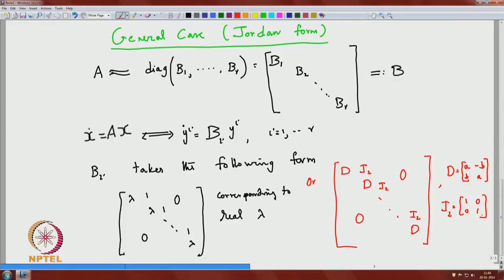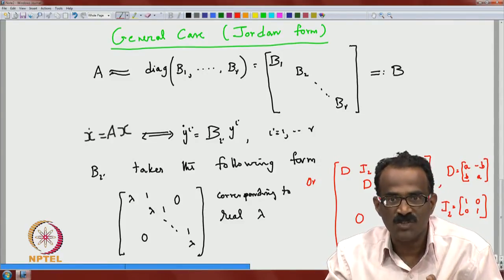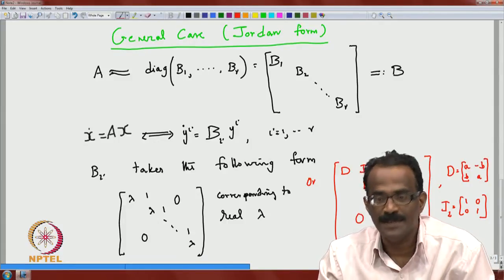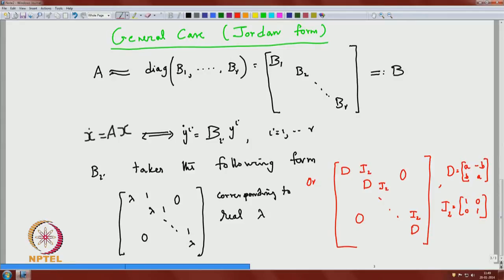So, in the matrix, there are different blocks B1, etc., Br. Each Bi will have different orders, and according to the eigenvalues, whether real, it takes this form, or the form with D and I2. Again this is a block consisting of 2 by 2 blocks, corresponding to complex eigenvalues. Theoretically it is enough to know how to compute the exponential of these two types of matrices, which is what I am going to do right now.